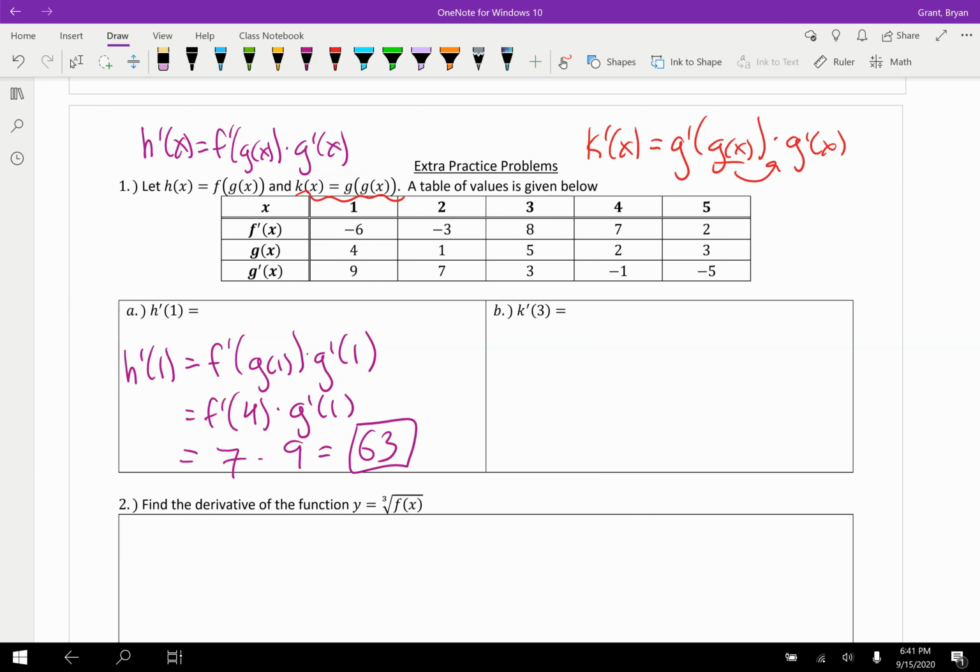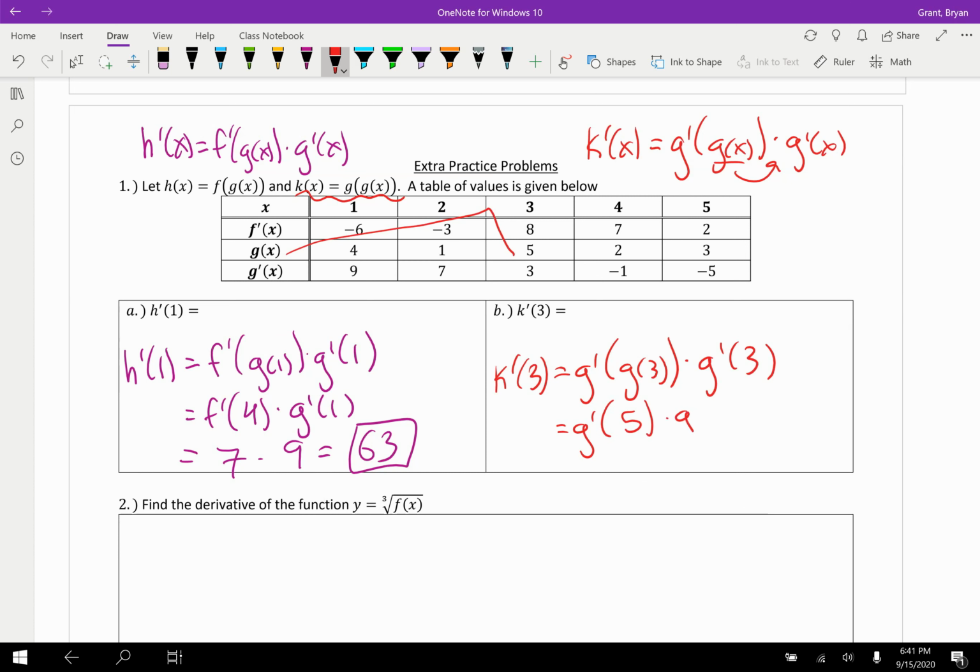Okay, what about b? K prime of 3 is equal to g prime of g of 3 times g prime of 3. Should have left myself more space, but that's okay. We live, we learn. G of 3 is 5. And then g prime of 5 is negative 5, and g prime of 3 is 3. So that looks like negative 15. Cool. So that all went with problem 1.